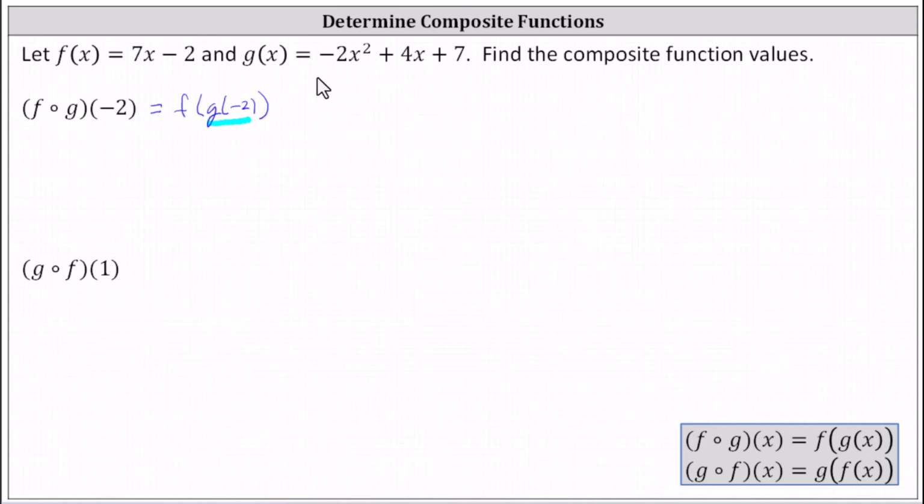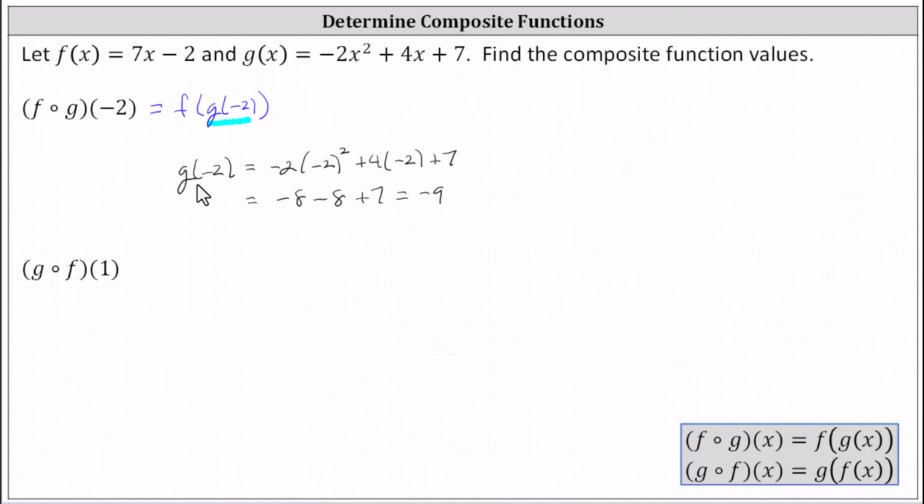And since g of x equals negative 2x squared plus 4x plus 7, g of negative 2 is equal to negative 2 times the square of negative 2 plus 4 times negative 2 plus 7. Simplifying, the square of negative 2 is 4, negative 2 times 4 is negative 8, plus 4 times negative 2 is plus negative 8 or minus 8, and then plus 7 equals negative 9.